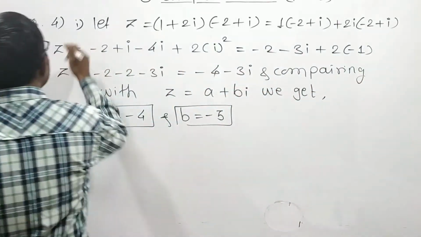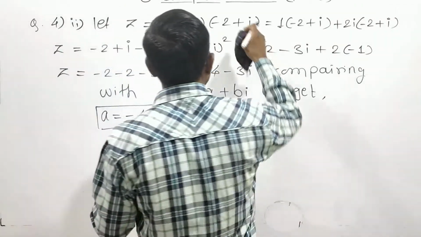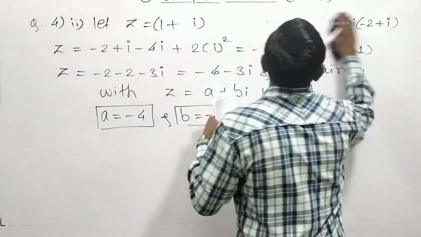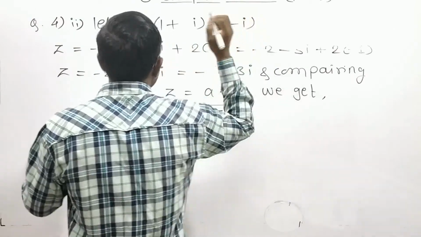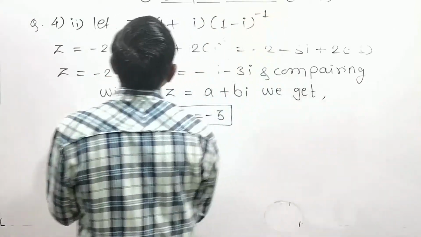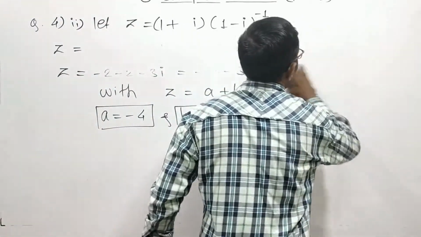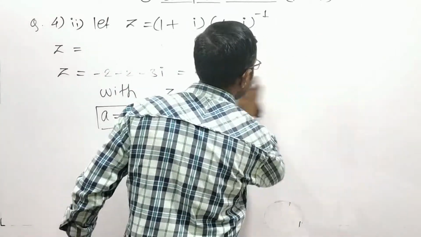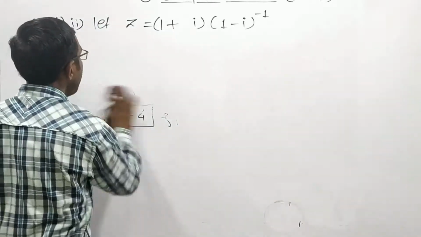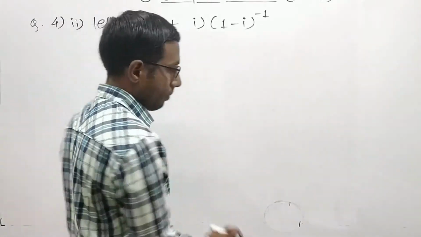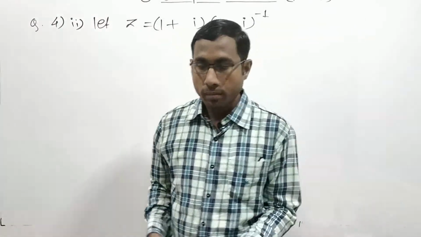Next, second bit. So let z be equal to 1 plus i, over 1 minus i, raised to minus 1. Now, first of all, we need to simplify this expression. So, note down the question. Just wait.